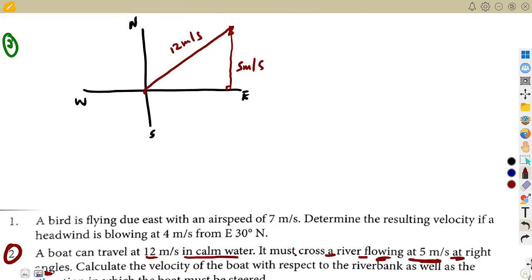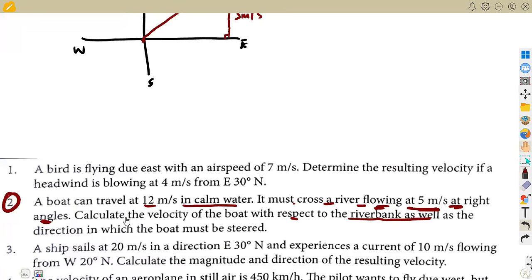Calculate the velocity of the boat with respect to the riverbank as well as the direction in which the boat must be steered. How the boat is supposed to be steered. So now we are talking about the resulting velocity that we are given.